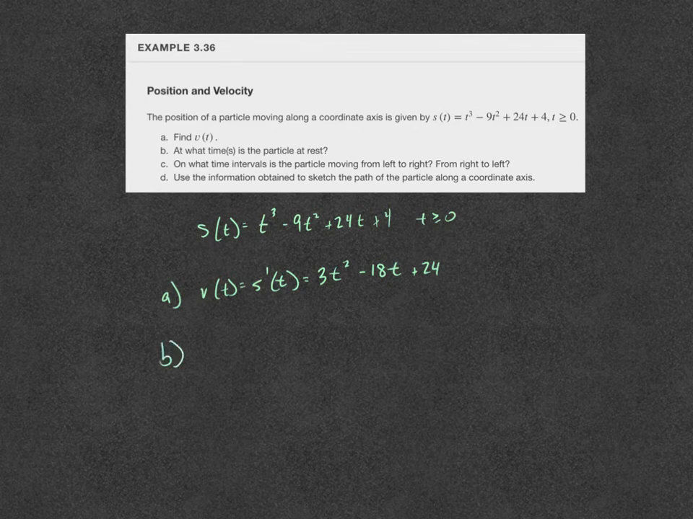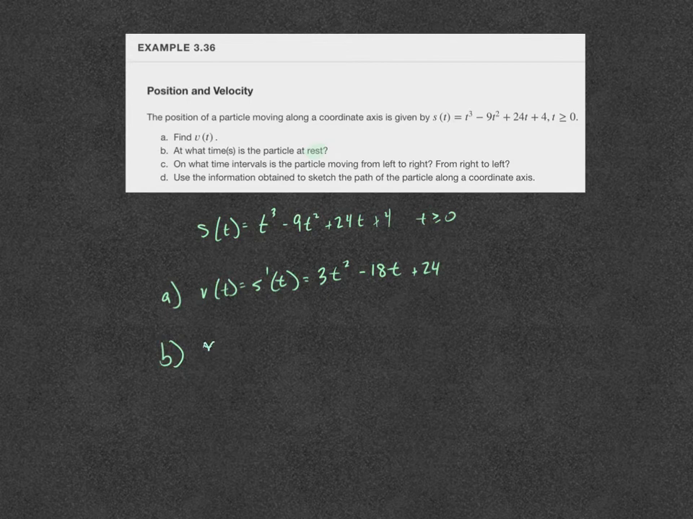Now part B asks, and this is something that's going to be really important, here they're asking me a question, but it leads me, it doesn't tell me directly what to do. At what time is the particle at rest? At rest means not moving. What do I know about an object when it's not moving? Well, that's when its velocity is equal to 0. So here they're telling me what to do without directly telling me what to do. Sometimes we've got to read into these problems a little bit. So we're going to set v of t equal to 0.